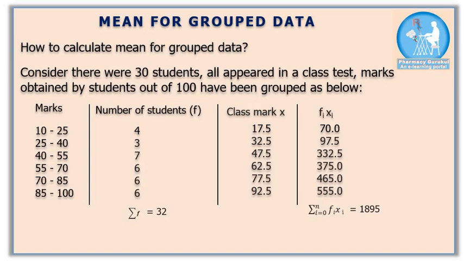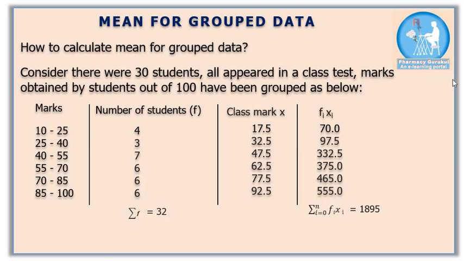Let's see how to calculate the mean for grouped data. Consider there were 30 students who all appeared in a class test and obtained marks out of 100 as mentioned below. 4 students got marks between 10 to 25, 3 students between 25 to 40, 7 students between 40 to 55, 6 students between 55 to 70, another 6 students between 70 to 85, and the last 6 students between 85 to 100 marks.